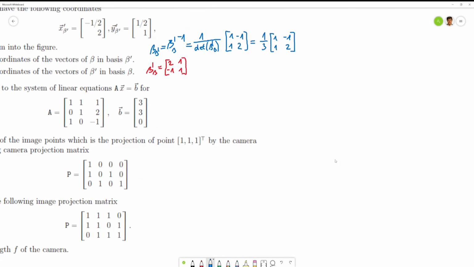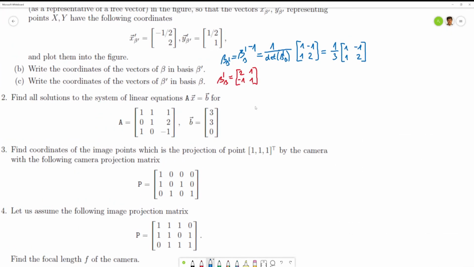The second task is to find all solutions of the system of linear equations. We can see by Gauss elimination that this matrix A has rank 2. For example, if we multiply the first row by -1 and add it to the third row, we will see that we will have 0 minus 1 minus 2, and the second and third rows will be linearly dependent. So we can write x as x homogeneous plus x particular.